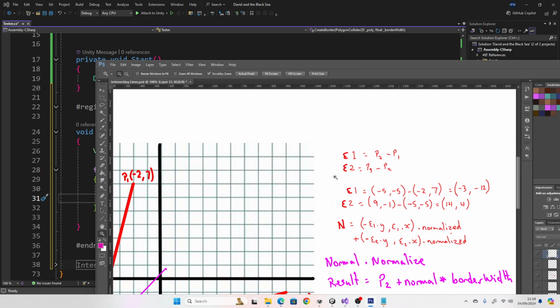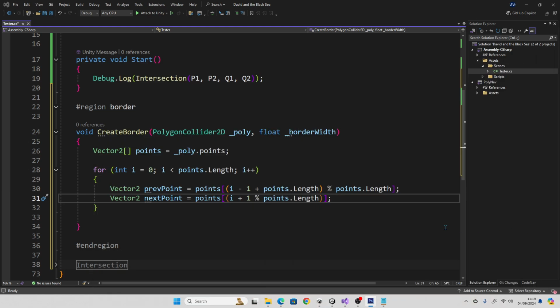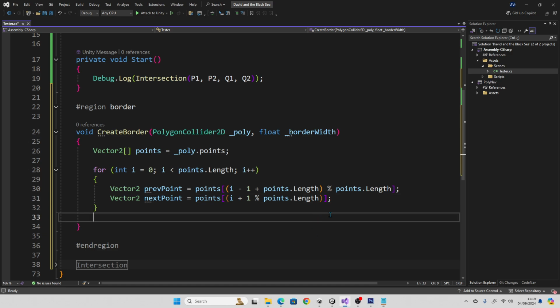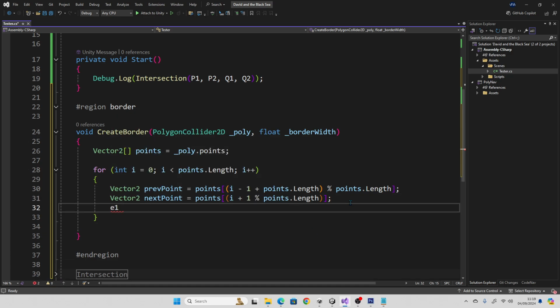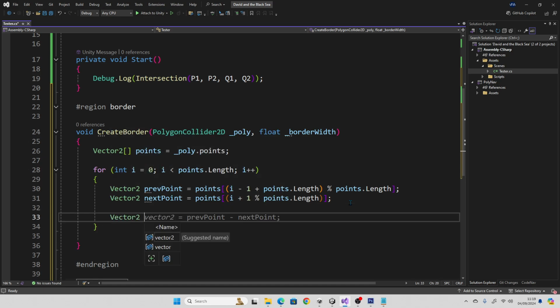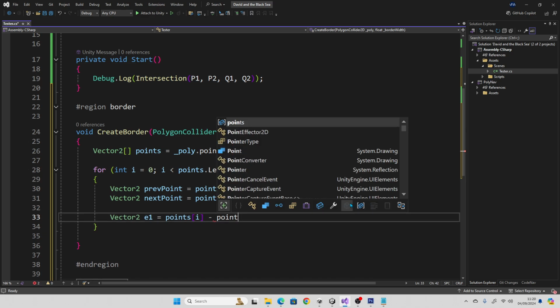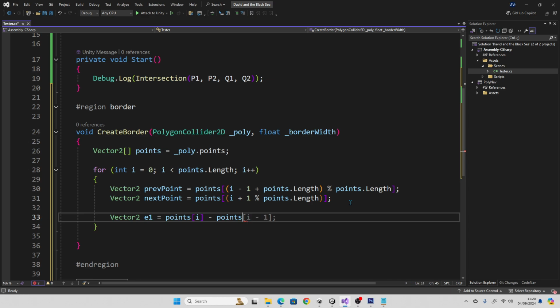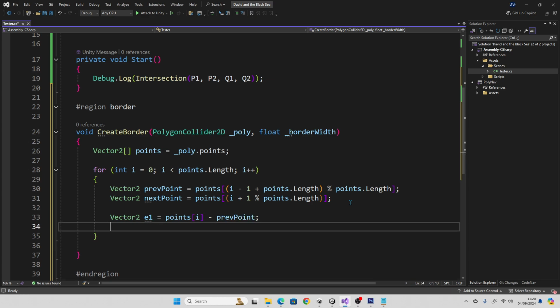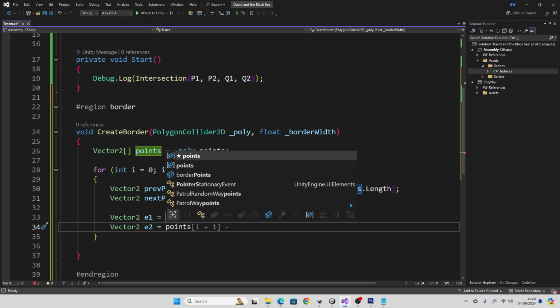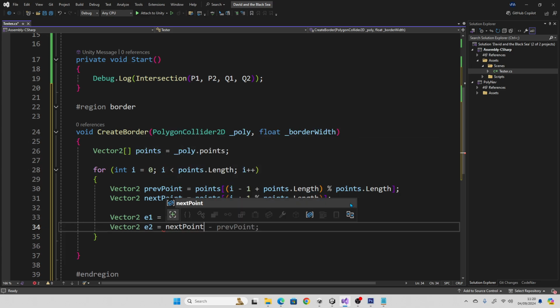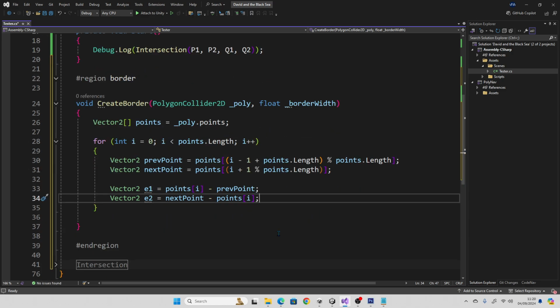So there it is. We're finding these E's. Those E's are going to be found with E1. These are vectors, because they're points in space, and E1 is equal to points I, so the current point, minus points, we already have it, the previous point. And then vector 2, E2, is equal to next point minus points I. And that gives us our E's.